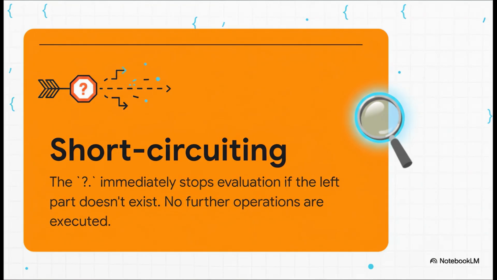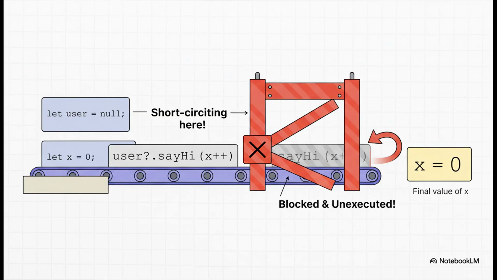Okay, this next part is super important to understanding how this all works. It's a concept called short-circuiting. All it means is that the ?. immediately stops everything if the value on its left doesn't exist. Anything to the right of it just never even runs. This example makes it crystal clear.